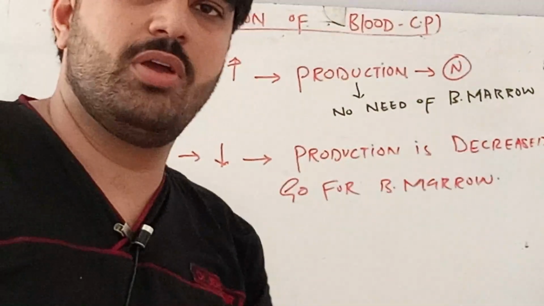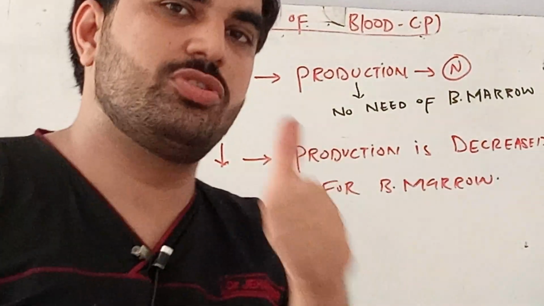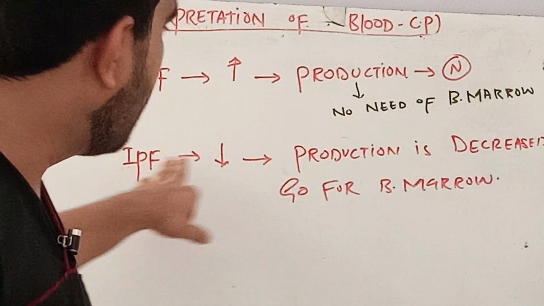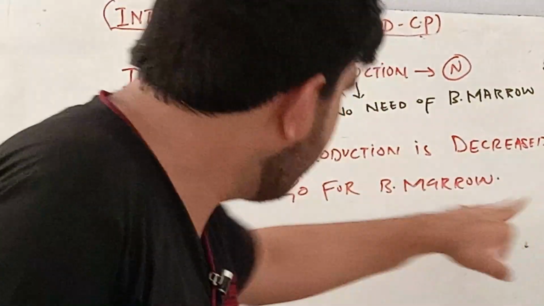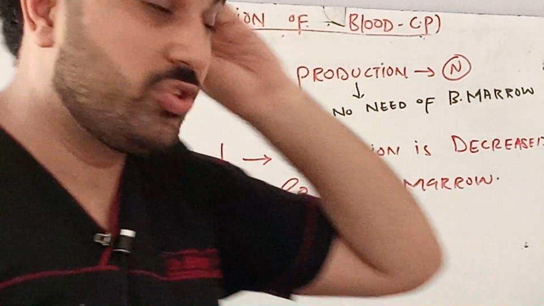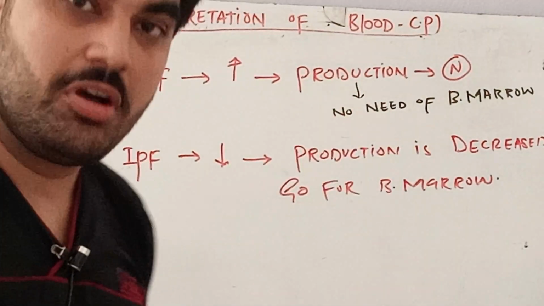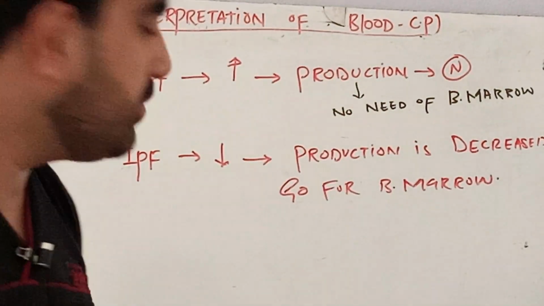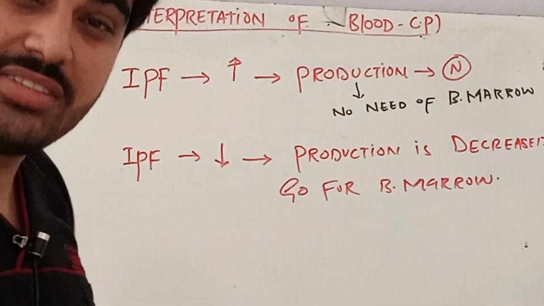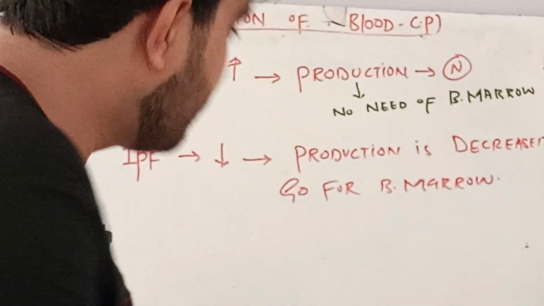So if the IPF is high, it means production is normal. No need of doing bone marrow as far as thrombocytopenia is concerned. But if the IPF is low, production is decreased, and go for bone marrow to exclude other organic causes. And if all the causes are excluded and bone marrow is normal, what is the cause? ITP. In most of the cases, it is the ITP.